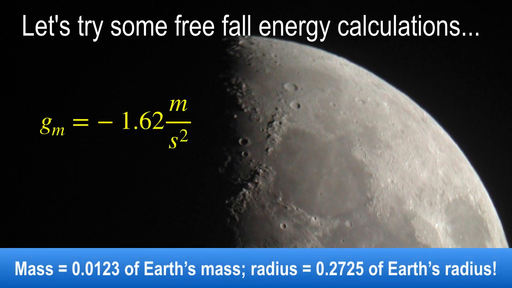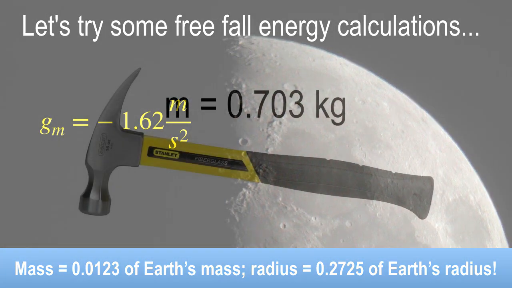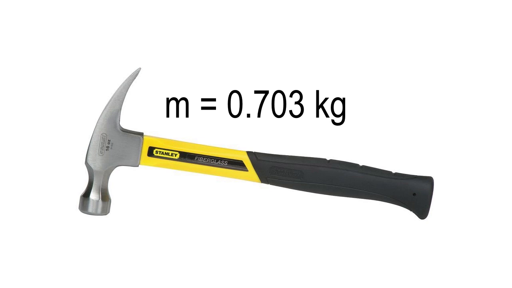Negative 1.62 meters per second squared. So make sure you write that one down. Because the kinetic energy of the hammer on Earth is going to be bigger because gravity's stronger here. It's going to fall on the surface of the moon, but it won't develop quite as much kinetic energy, meter for meter, because gravity's weaker up there. All right, so here's my hammer.